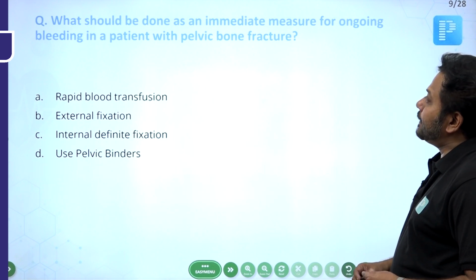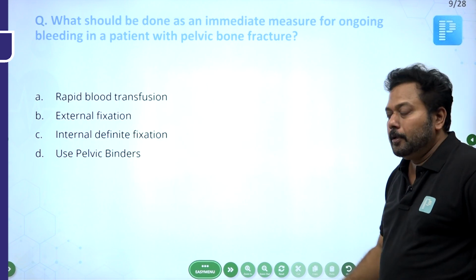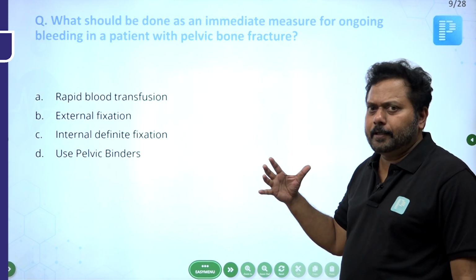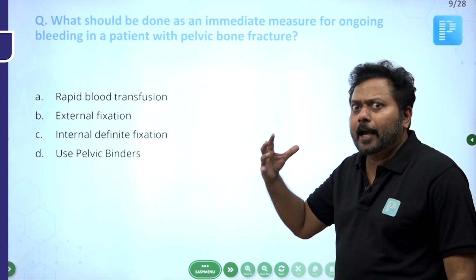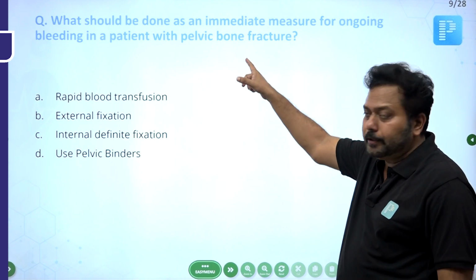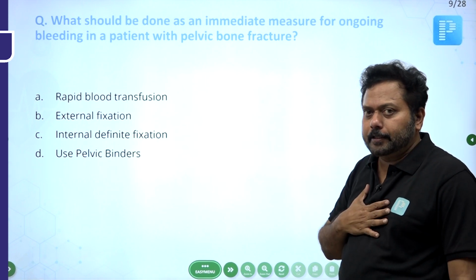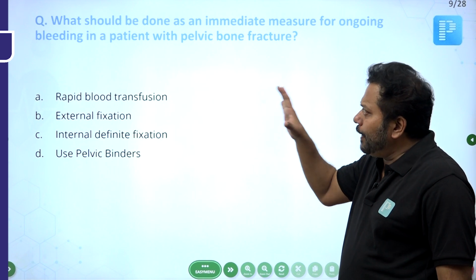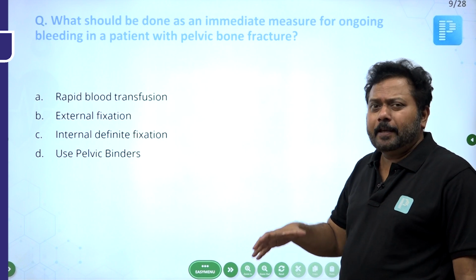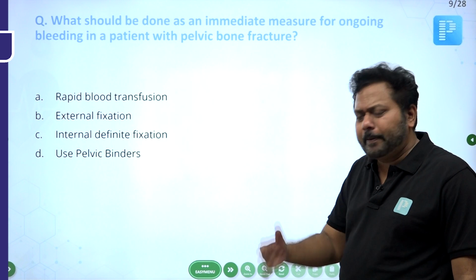What should be done as an immediate measure for ongoing bleeding in a patient with pelvic bone fracture? Okay. So in the question bank, I discussed with my students. They said that the patient presented with hypovolemia, hypovolemic shock-like features. You all had written the INICET and you will be knowing that. So what is the immediate measure? Patient is bleeding. It's a pelvic injury, a pelvic fracture. I accept, but the patient is bleeding.